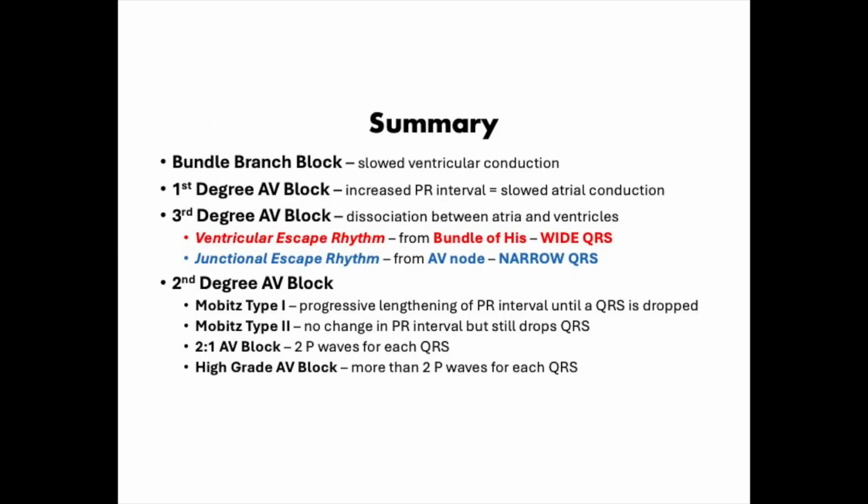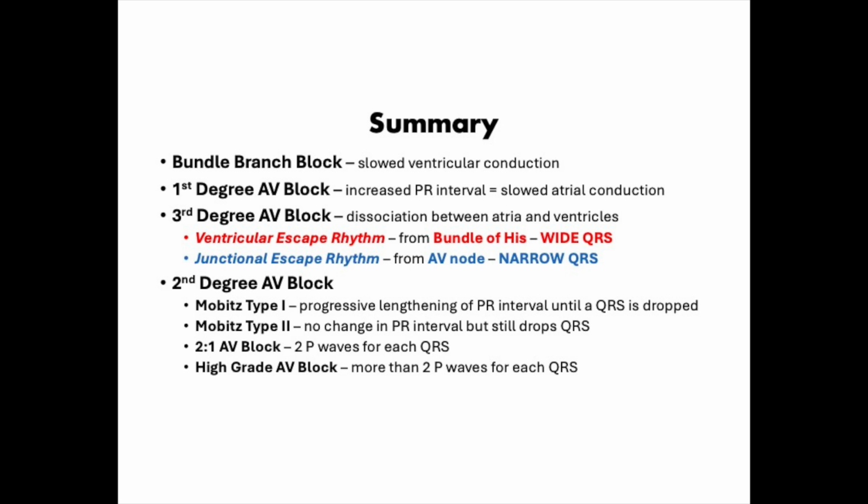So in summary, you have a first-degree AV block, which represents prolonged atrial conduction, and it's represented by prolonged PR interval, but no missed ventricular beats. You have a third-degree AV block, which is represented by complete dissociation between the atria and the ventricles, and also has ventricular escape rhythms, which originate from the bundle of His and have wide QRS complexes, and junctional escape rhythms, which originate from the AV node and have narrow QRS complexes.